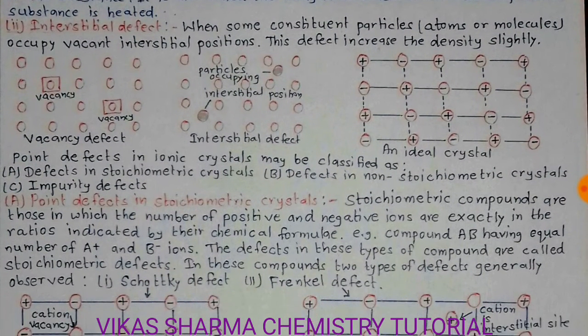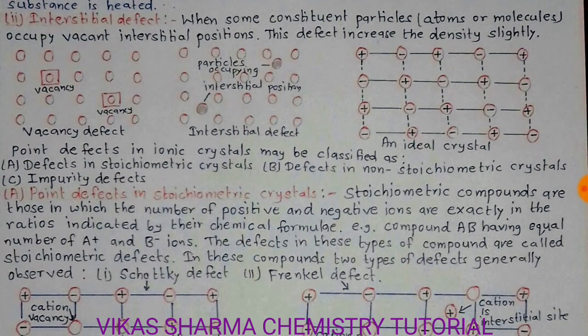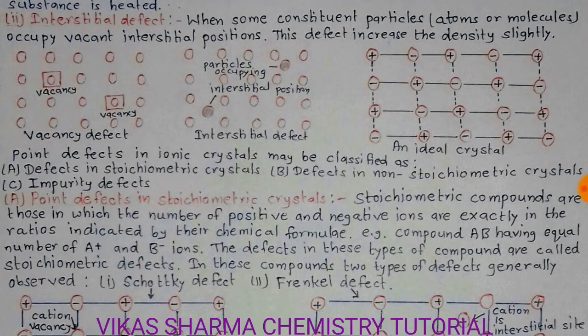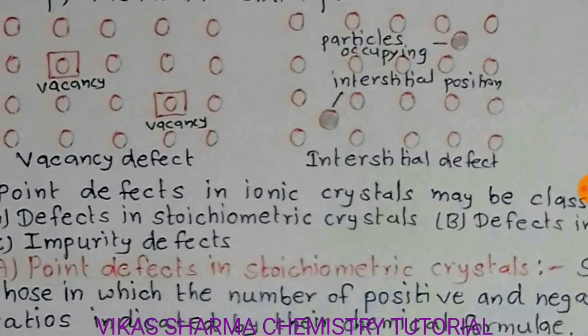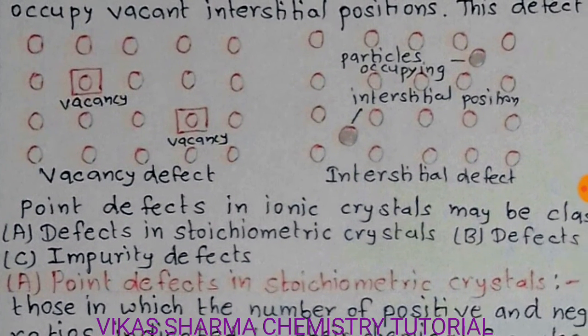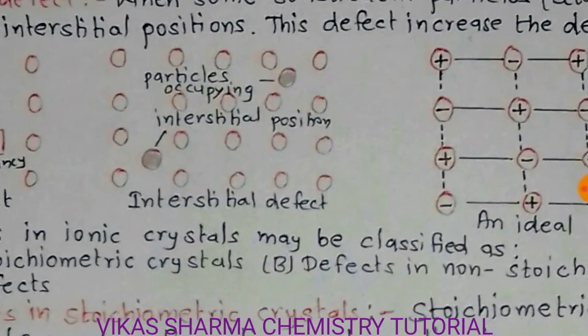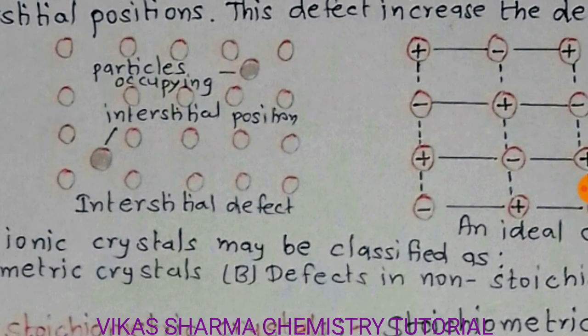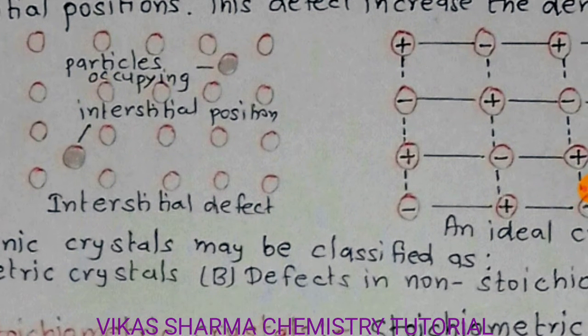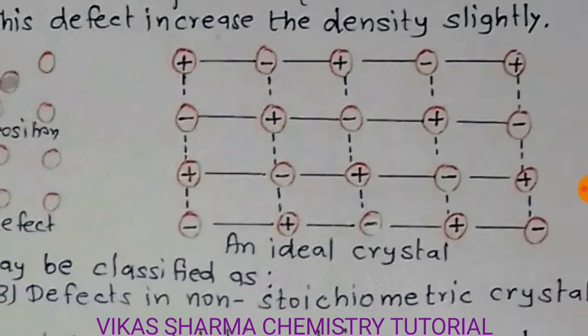Students, the second subcategory is interstitial defect. When some constituent particles, atoms or molecules occupy vacant interstitial positions, this defect increases the density slightly. You have seen the vacancy defect, when some ions, atoms, or molecules are missing. Second one, interstitial defect. Particles occupying an interstitial position means they lose their actual position.